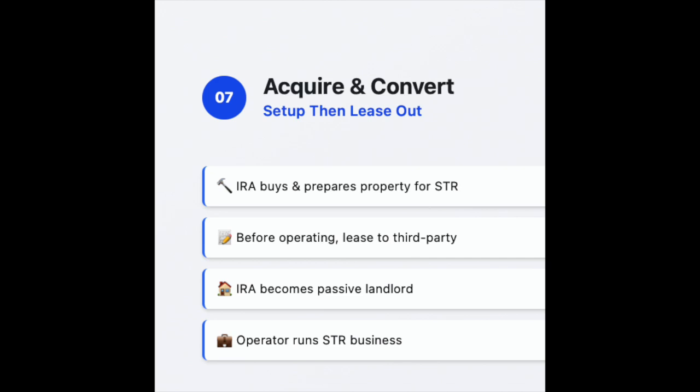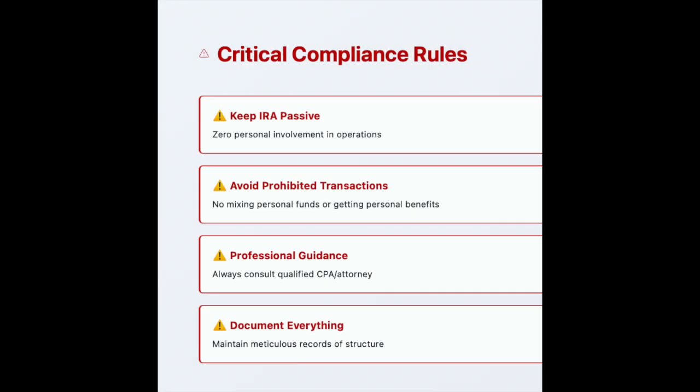Okay, got it. So those are the 7 strategies from the source. A lot of options, all focused on keeping the IRA passive. Now, before we wrap, the source also had some really important compliance tips in that real-world example. What were the key compliance takeaways? Yeah, the source was very clear here.